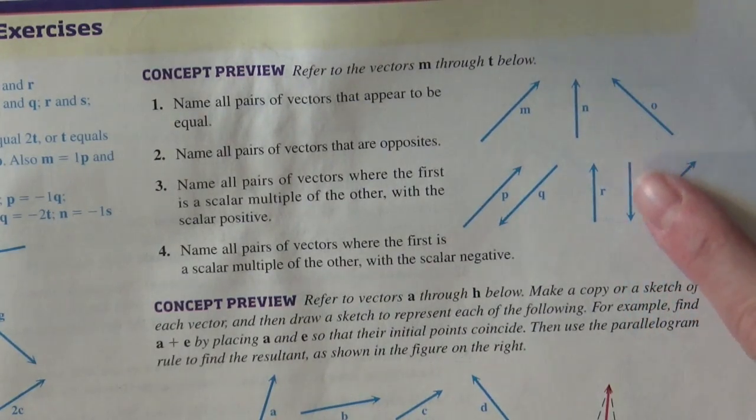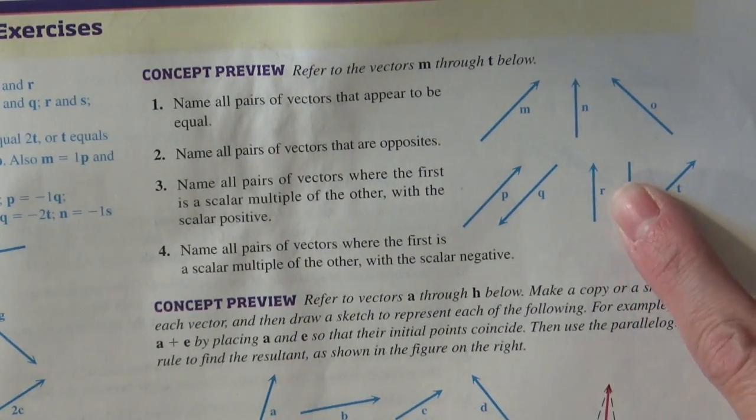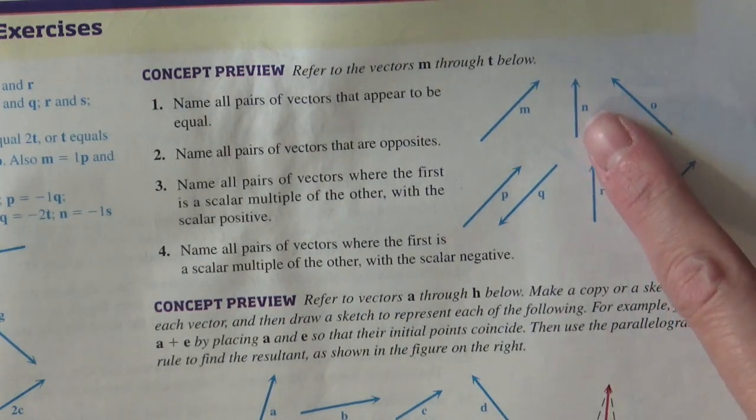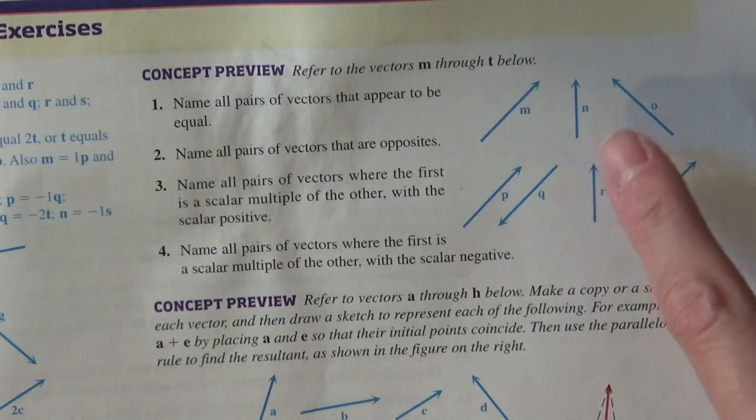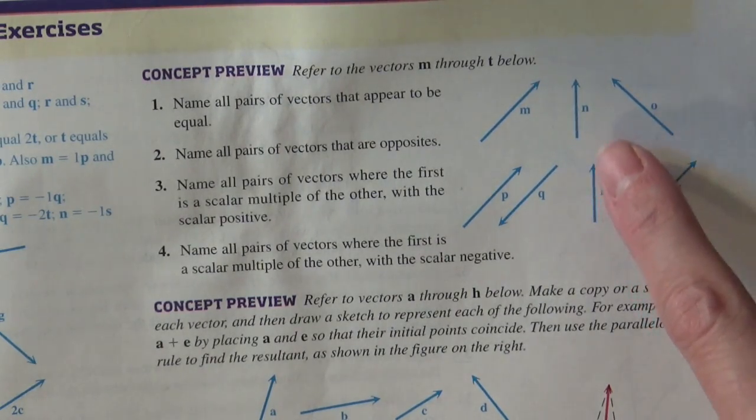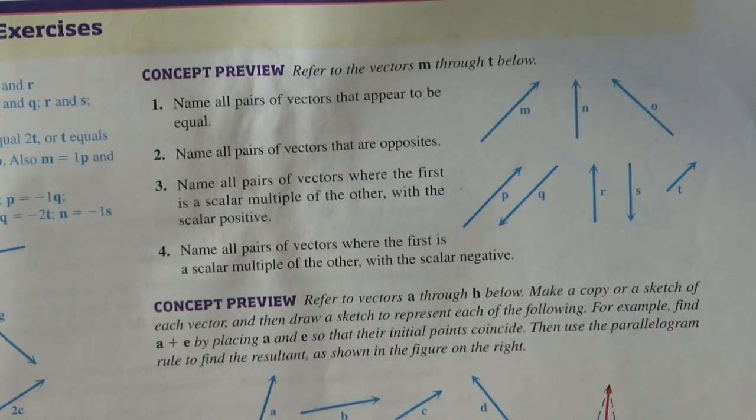Vector N here and vector R, they are parallel. They appear to be the same length, and they also both point in the same direction. So these appear to be equal, vector N and vector R. Number 2, name all pairs of vectors that are opposites.